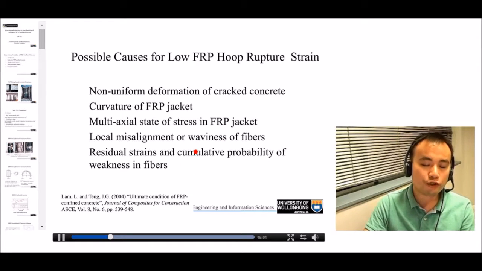The reasons for this difference in the rupture strain can be various. For example, it can be because of the non-uniform deformation of the concrete, the curvature of the FRP jacket in a circular column or near the corners of a square column, or the multi-axial state of stress in the FRP jacket. We know that in the material test, FRP is under one-dimensional loading only, but in an FRP-confined concrete column, the FRP is under hoop tension plus axial compression. So this may affect the rupture strain. Other possible reasons include the local misalignment of fibers, residual strains, and the probability of weakness in the fibers themselves.